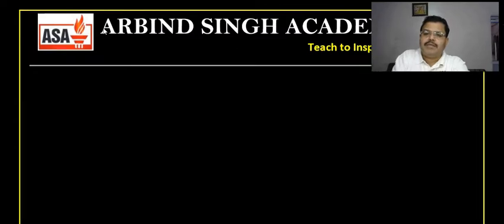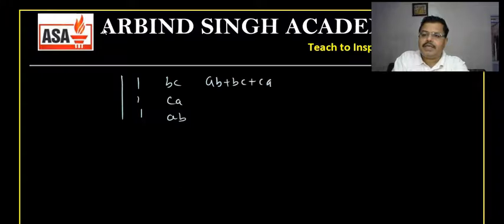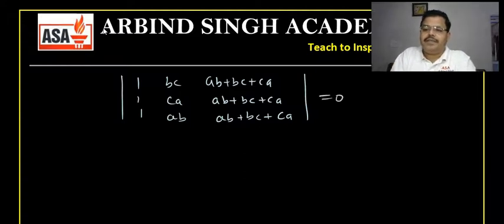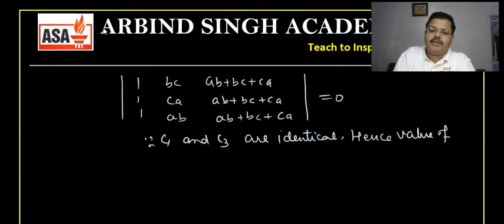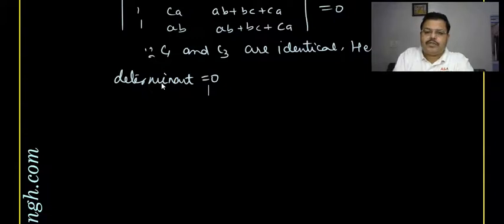Let me write it here. That will be 1, 1, 1, and AB, BC, CA, and the third row becomes AB plus BC plus CA in all entries. Since column 1 and column 3 are identical, because all the entries are the same, the value of the determinant is 0. So I hope you got this.